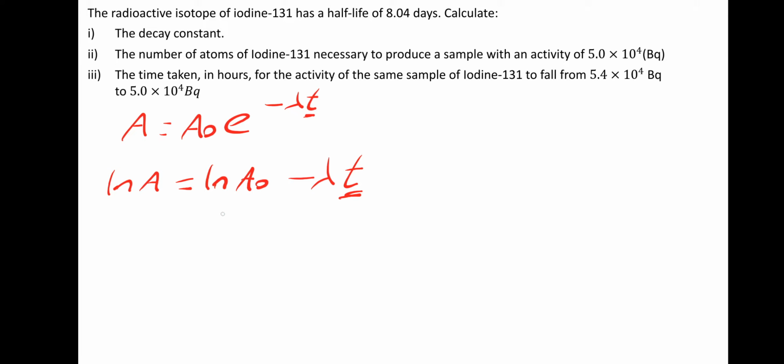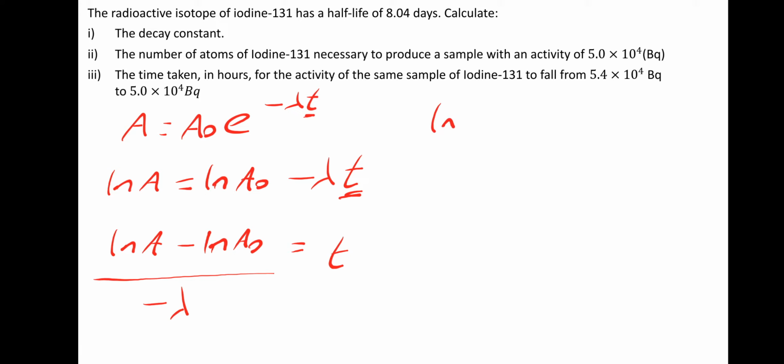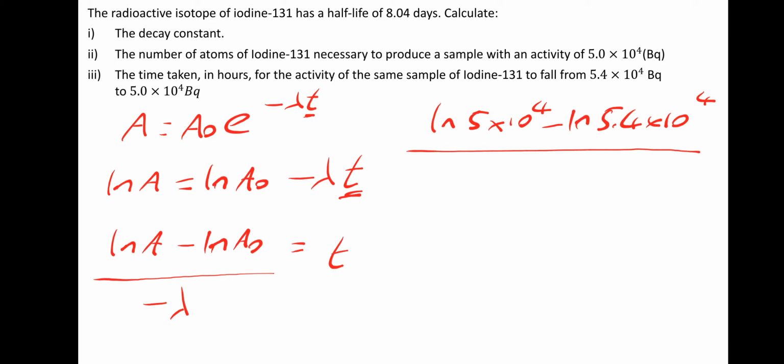So what we need to do is to find time. So we can do log A minus log A0 equals minus lambda t, and then divide by the decay constant. And that gives us the time. So let's put some numbers in. So it's log of the activity, 5 times 10 to the 4, minus log of 5.4 times 10 to the 4, divided by minus the decay constant, which we just calculated in part 1, 0.9978 times 10 to the -6.